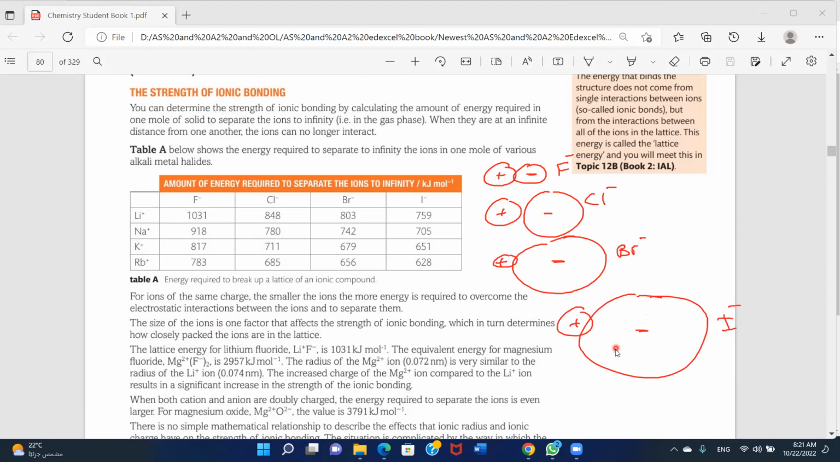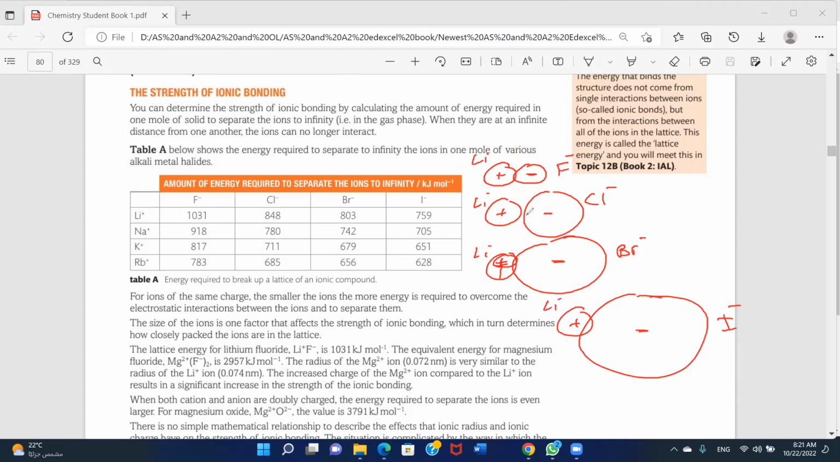Are all ionic bonds here similar? Do they all have the same strength? We said no. This depends on 2 factors, the charge and the size. So how do we know the strength? We are going to find out how much energy is needed to break these bonds: between a lithium ion and a fluoride ion, a lithium ion and a chloride, a lithium ion and a bromide, a lithium ion and an iodide.